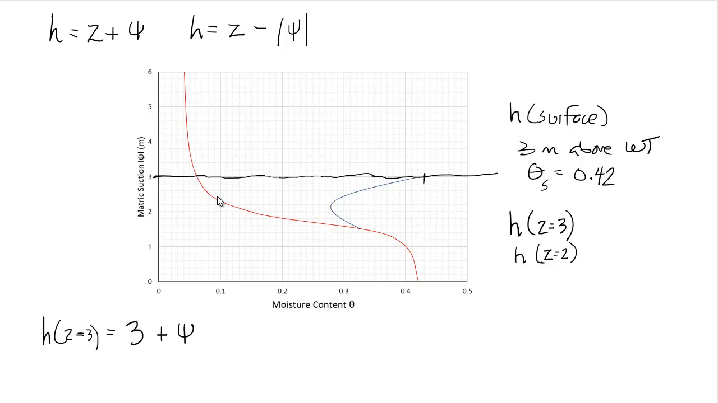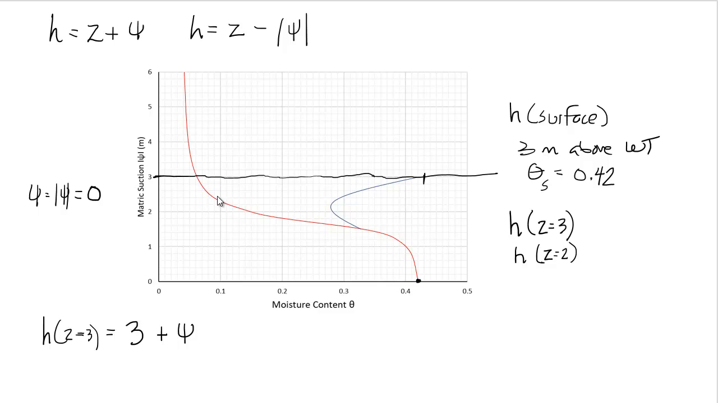Well, what is psi? Well, the only way to get psi from a moisture content is to look at the soil moisture characteristic. So what we have to do is look at the moisture content at the surface, which is 0.42, and then using the soil moisture characteristic curve, the curve in red, convert that to a value of matrix suction. So at 0.42 right here, that was the moisture content at the surface. According to the red curve, this should make sense, the matric potential, which is the same in this case as the matrix suction, when the pores are completely full of water, is 0.